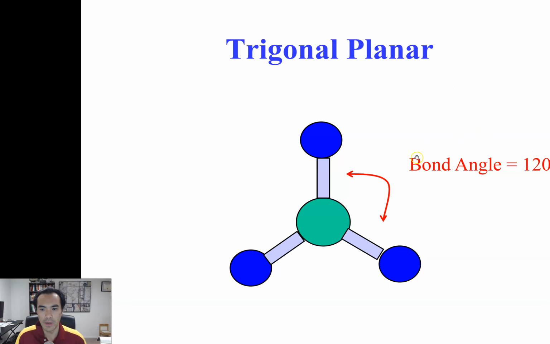Trigonal planar is going to have a bond angle of 120 degrees. So if you take the plane and you slice it across between each of the angles right here, you're going to have a 120 degree angle, and that's going to be that 120 that you see. So here we have the F's and here we have the B.